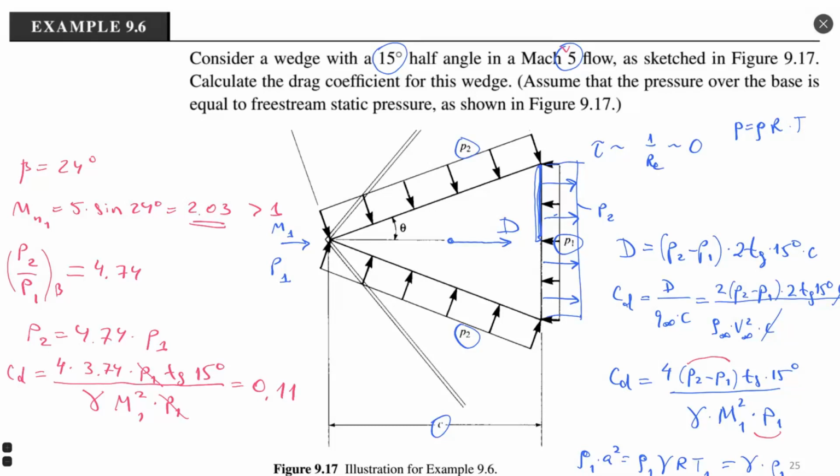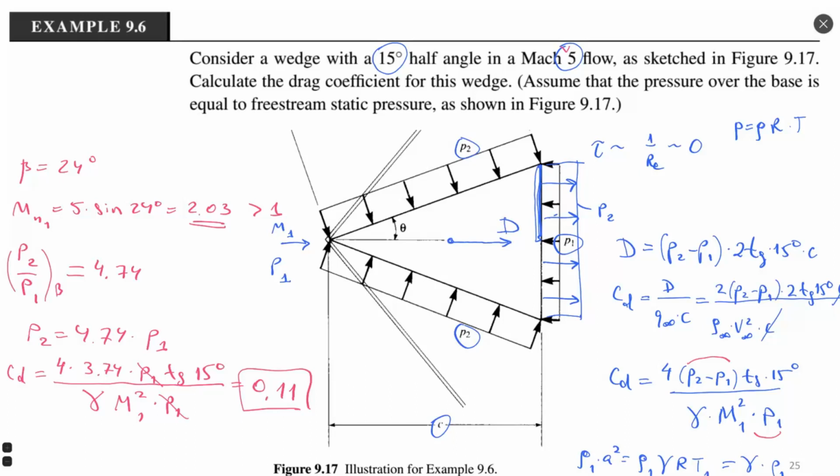Here, since we do not have a normal shock wave, we have a very smooth transition of our flow. P2 is not so high, just almost 5 times. Okay. The flow is hypersonic, so the pressure rise is not small, but it is not huge, right? And our drag coefficient is 0.11.